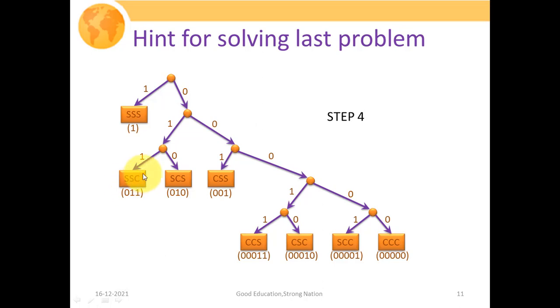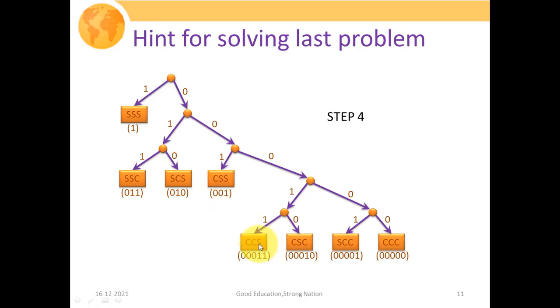So the code associated with SSC is 011, that is this 011. It has been written over here. And how are we going to obtain the second symbol, that is SCS? Starting from the top, that is 0, again 1 and 0. So this is the code for SCS, 010. And similarly, how do we reach this CSS from the top? Starting from the top, we have 0, this particular branch is also 0, and then again 1. So the code associated with CSS is 001.